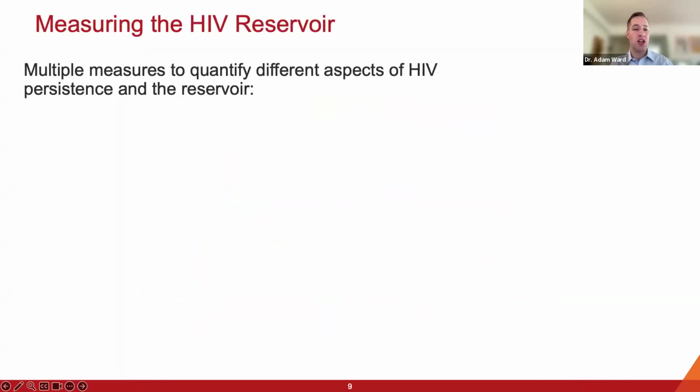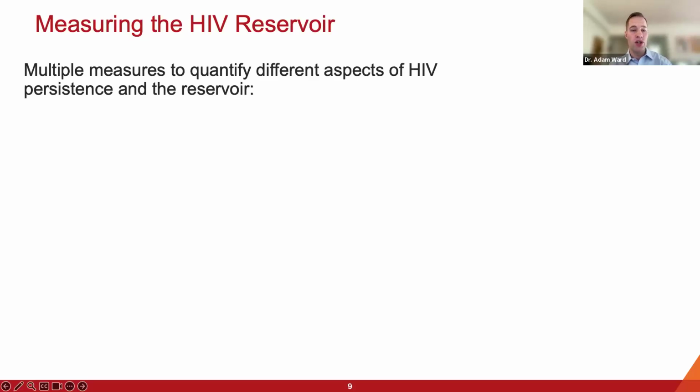So measuring the HIV reservoir is important. I think this is a quote from the IAS strategy for a cure, that significant progress towards a cure for HIV depends on having sensitive, specific, and quantitative measures of persistent virus that can be applied to various anatomical compartments.